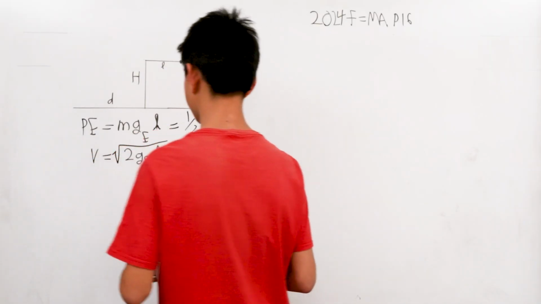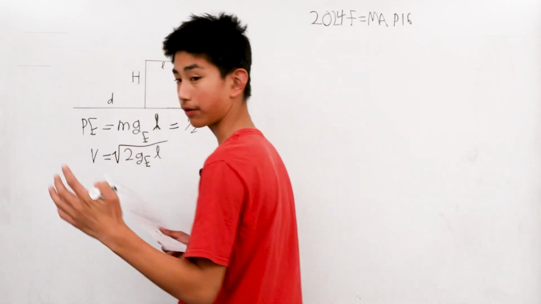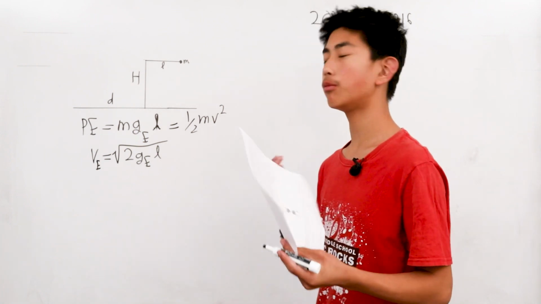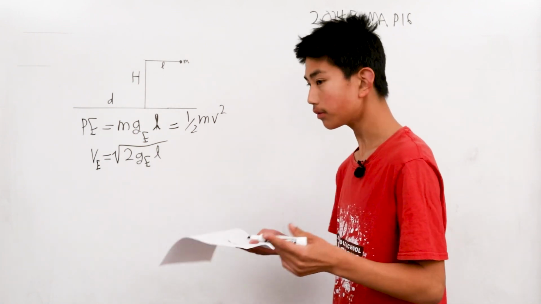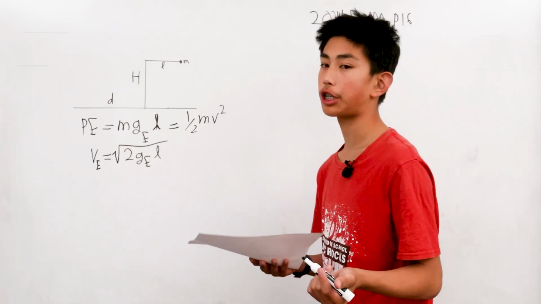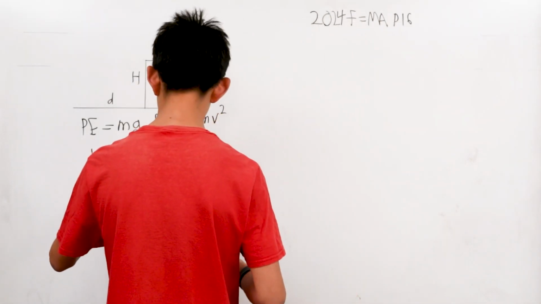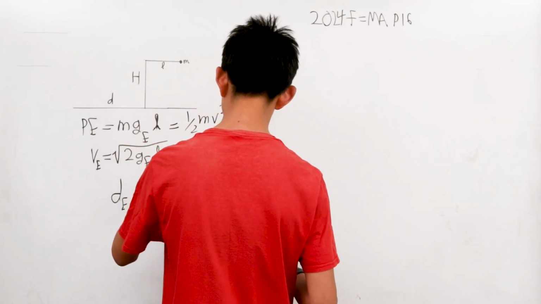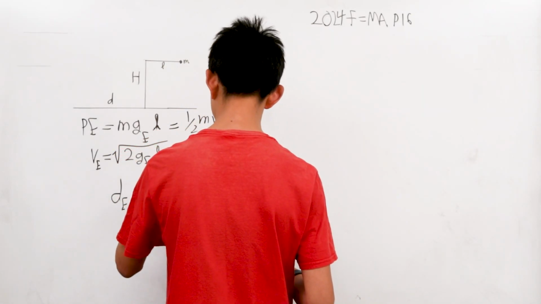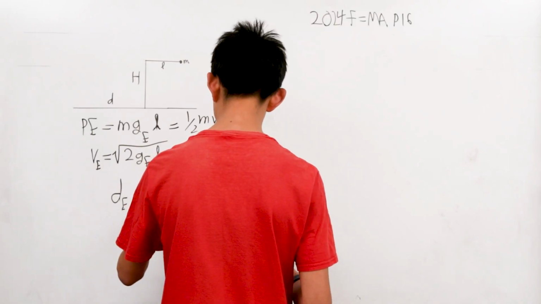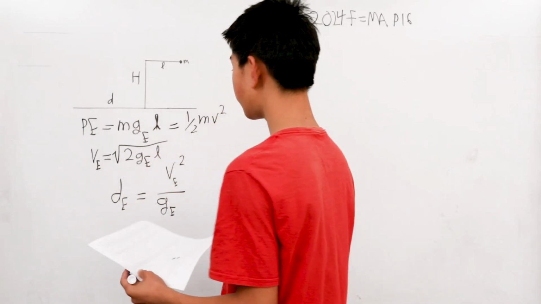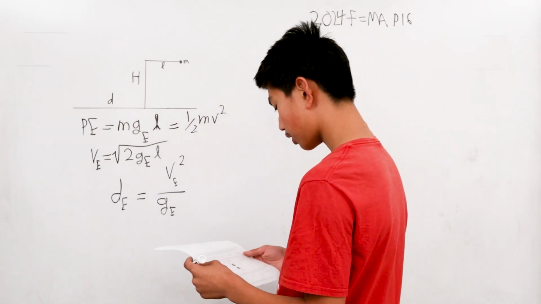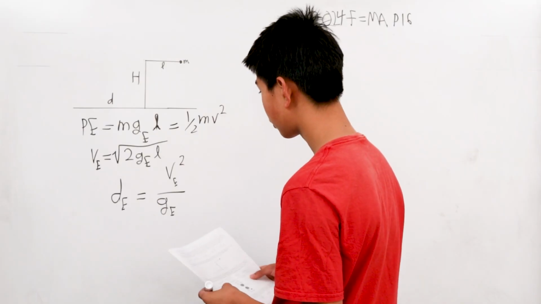Oh, and you have to specify this is on Earth, because we're going to be moving to the moon soon enough. Now, the range of this projectile, the total distance, is v_E squared over g_E. When you move to the moon, it says that it has 1/6 the gravitational acceleration.